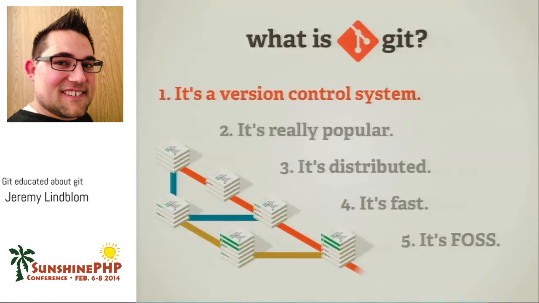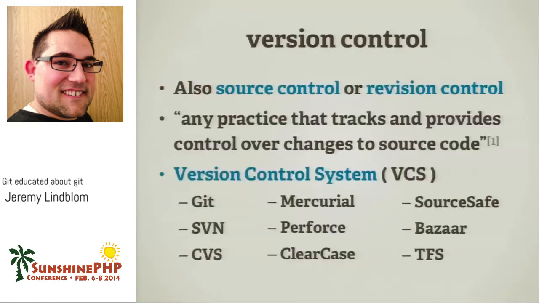One, it's a version control system. Version control, also called source control or revision control, is basically any practice that tracks and provides control over changes to source code. That is a definition I stole from Wikipedia, but it made sense to me. A version control system is a system that provides version control. Pretty straightforward there. Git is one of those. Then there are others: Subversion, CVS, Mercurial, Perforce, ClearCase, SourceSafe, Bazaar, TFS. There are several other ones.